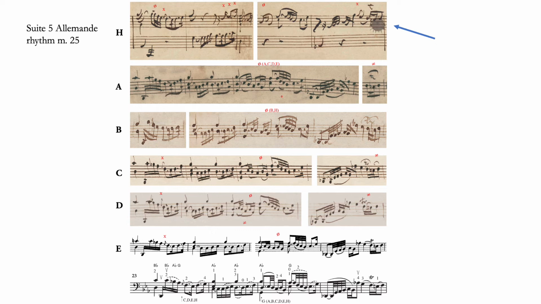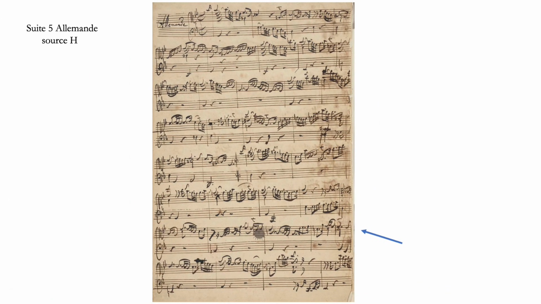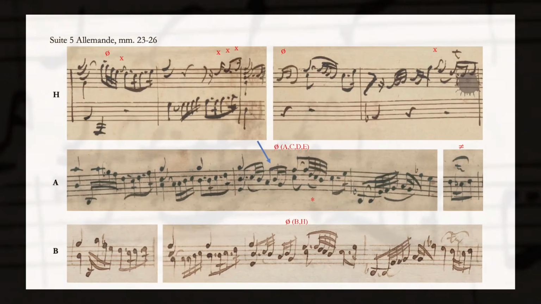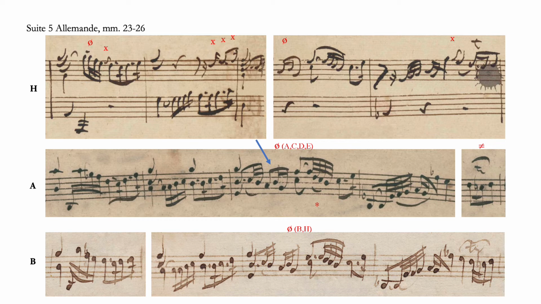In the Allemande of Suite 5, one can see an ink or wine spot on Bach's manuscript of the lute suite. Here's what the entire page from the lute suite looks like. A rhythmic element is of interest in measure 25. In source A, we see an 8th note followed by 2 16th notes.